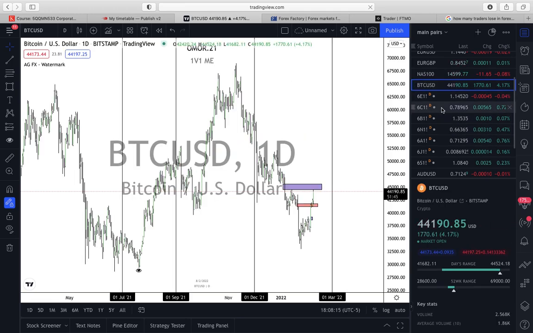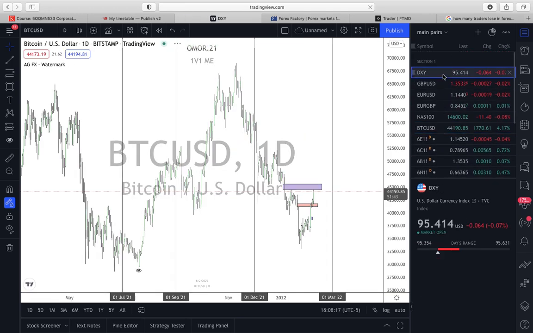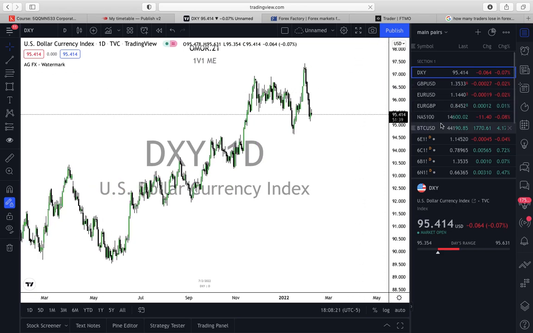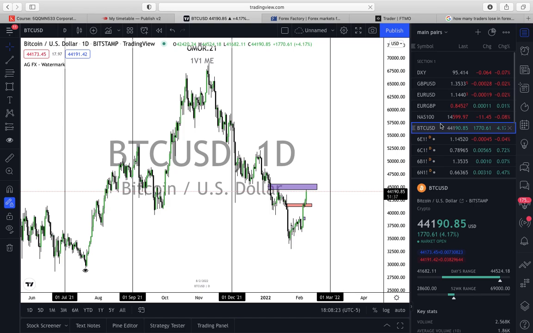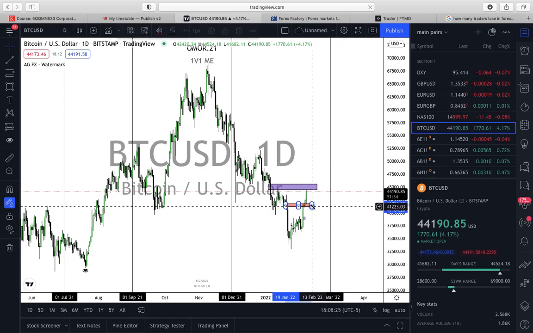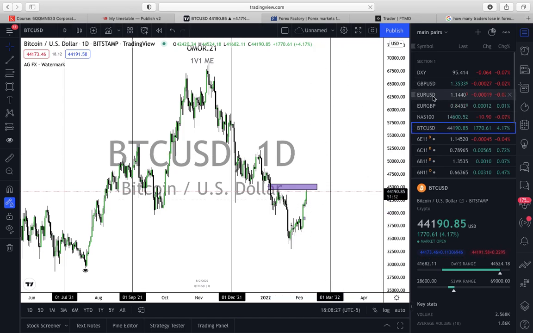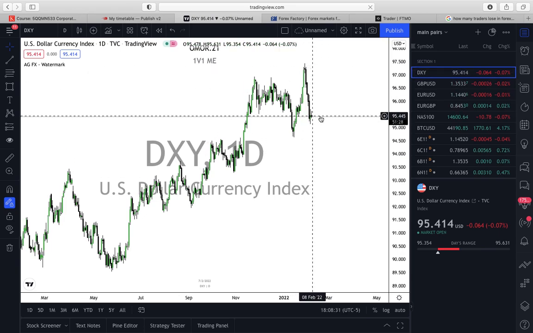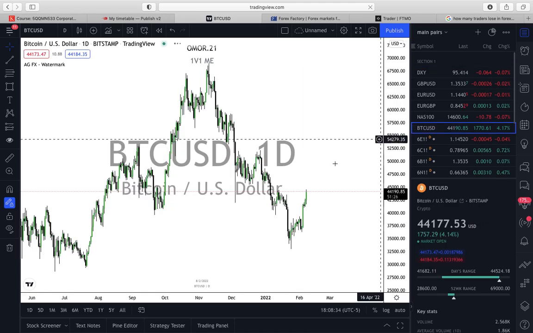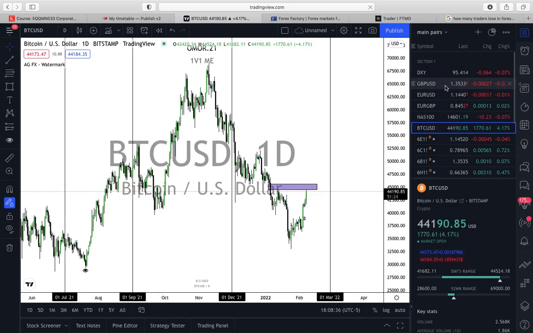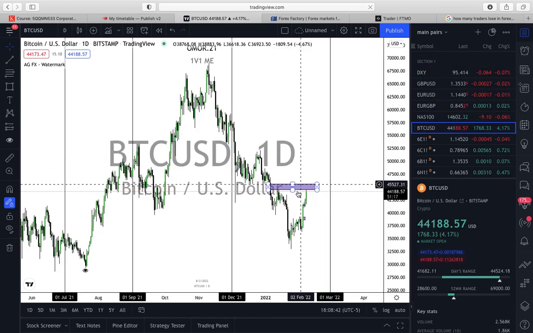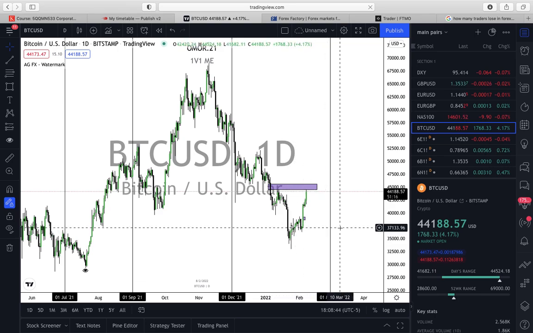If you look at Bitcoin and you look at the DXY, remember Bitcoin is paired against the DXY. So if the DXY goes down, Bitcoin goes up. If the DXY goes up, Bitcoin goes down.